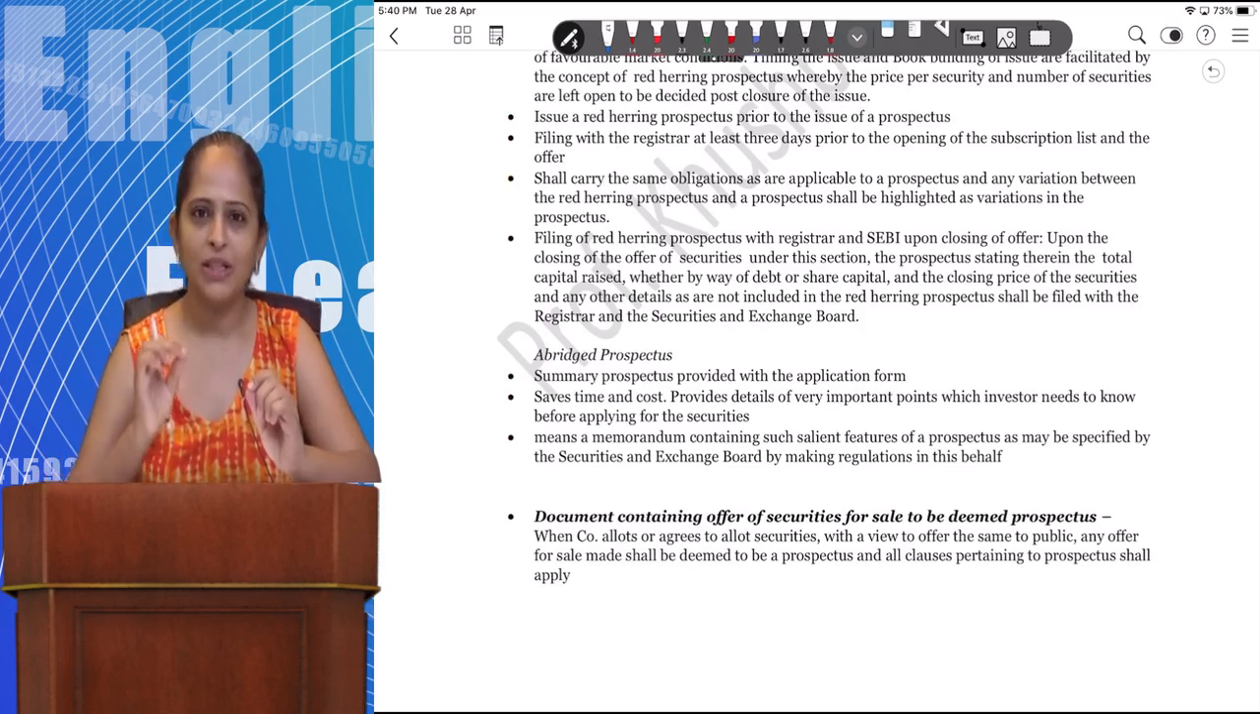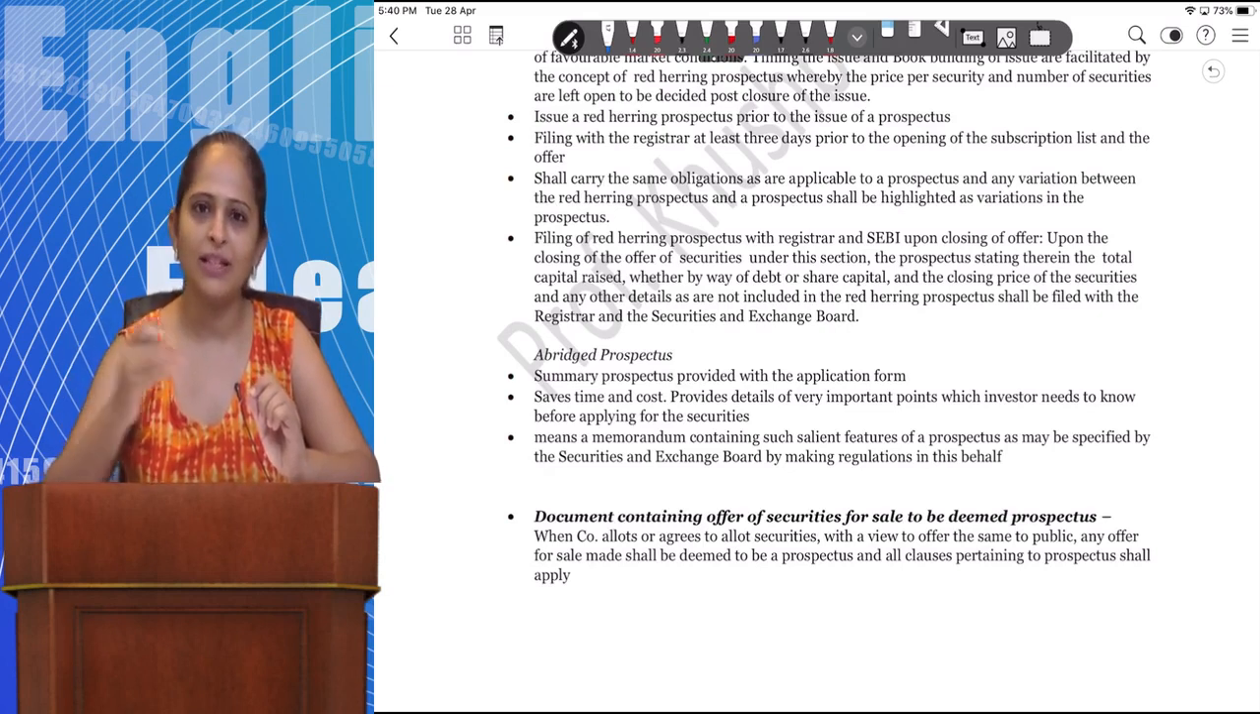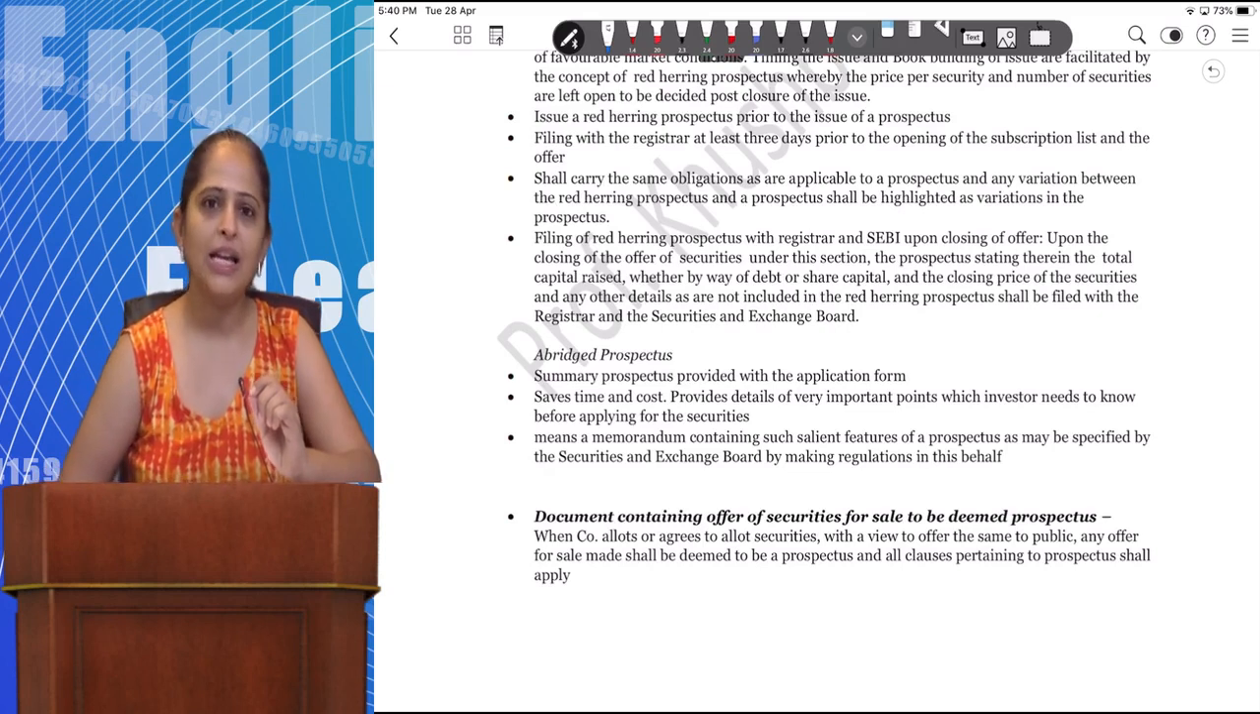So abridged prospectus is basically a summary prospectus which is given with the application form, so that before making an investment you can quickly go through what are the important points. A person who is in receipt of the abridged prospectus has all the rights to inspect the actual prospectus. They can make an application to the company, and the company is liable to give them the actual copy of the prospectus.